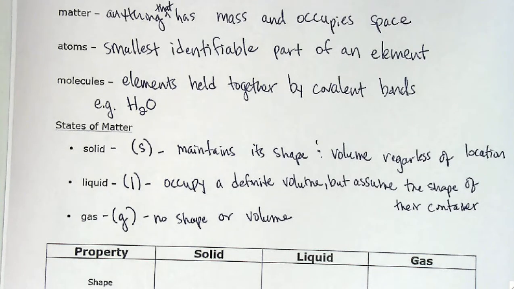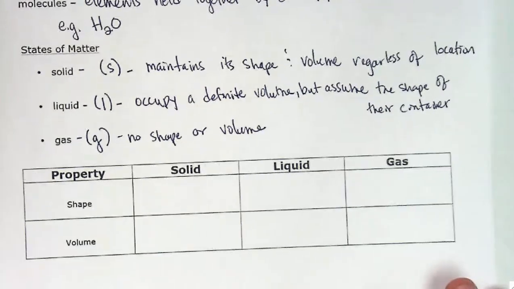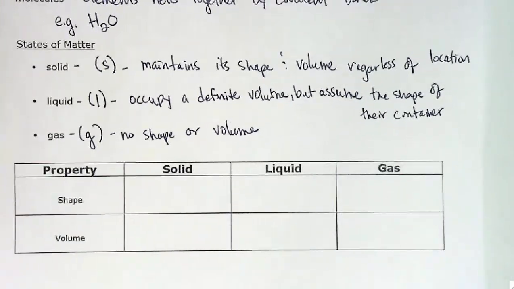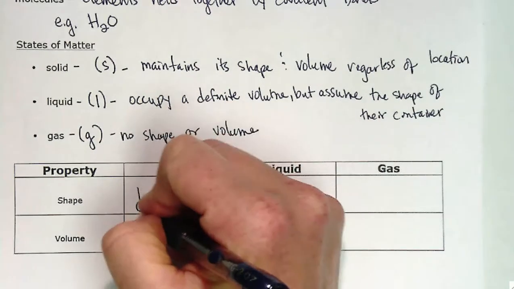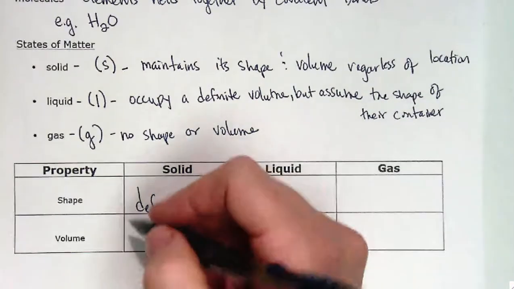So I've put together this little table at the bottom of your note packet. Just kind of a useful summary of what we've gone over. A solid, remember, that would be like ice, a block of wood, plastic, any solid that you come into contact with. It has definite shape and definite volume.